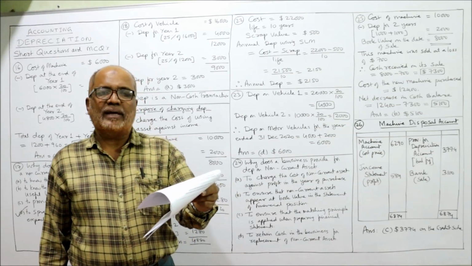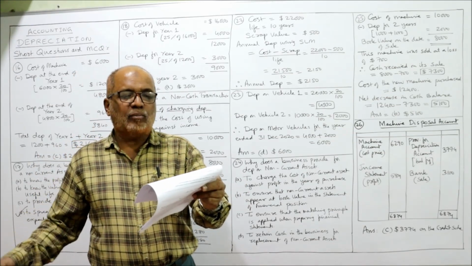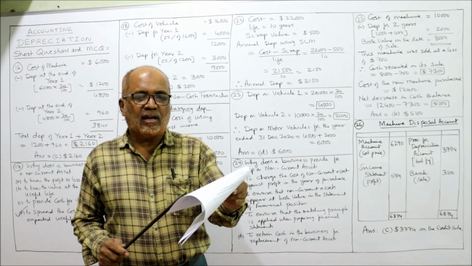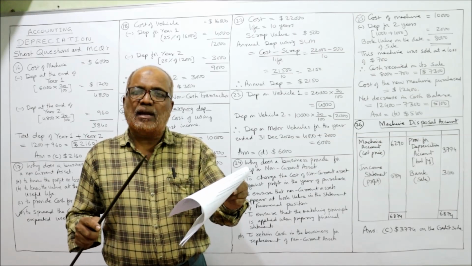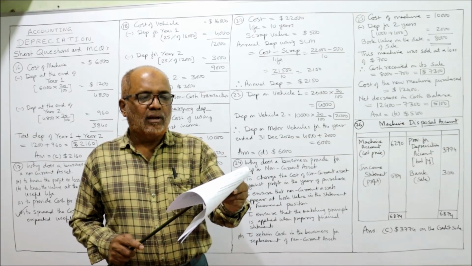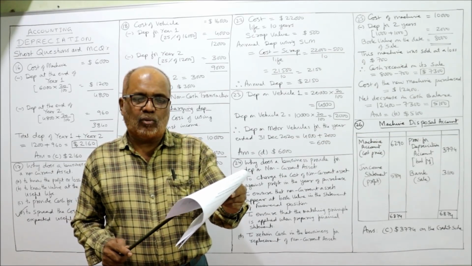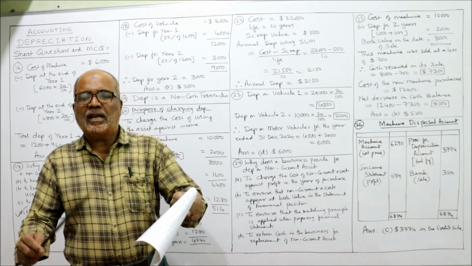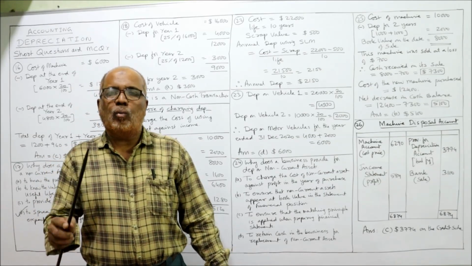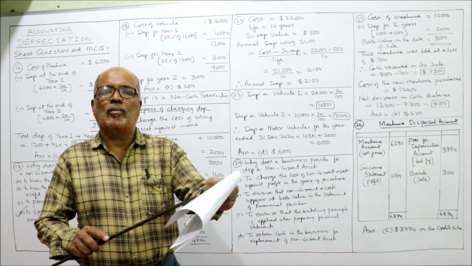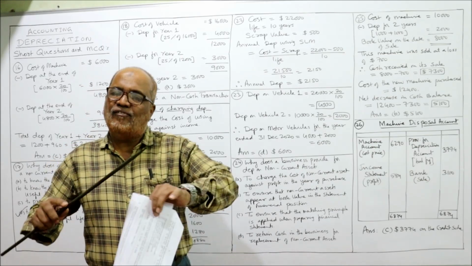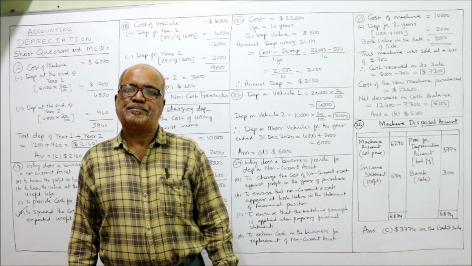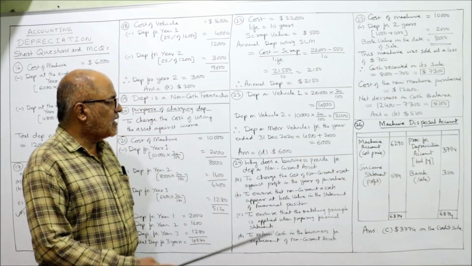On 1st June 2020, he bought a second motor vehicle for 10,000. Now 2 motor vehicles are there. One motor vehicle cost is 20,000. The second motor vehicle cost is 10,000. What was the depreciation charge on the motor vehicle for the year ended 31st December 2020? What is the current year's depreciation on both the vehicles? It is given that full year depreciation will be provided on the vehicle which is purchased during the year. That's it. So it's very easy.